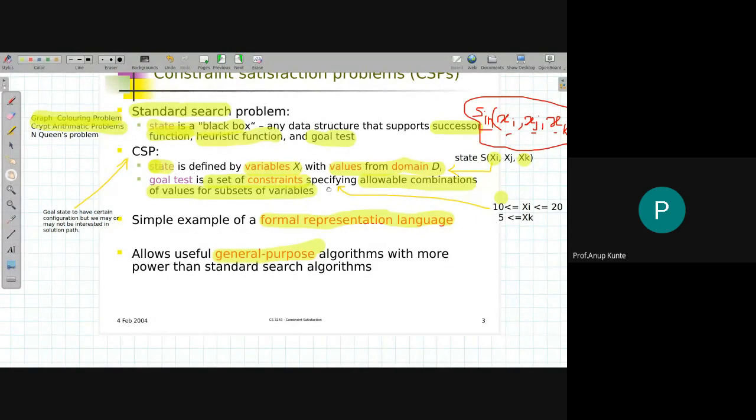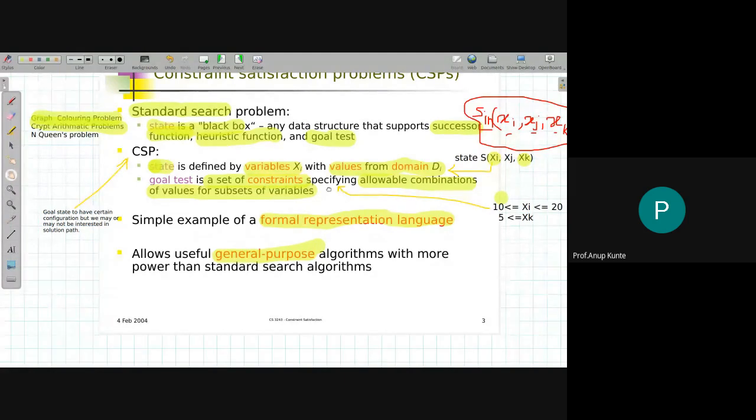This is again a difference between a CSP and a standard search problem. In the standard search problem, since the state was a black box, we were just comparing the current state against the goal state, and that yielded us the goal test. But the goal test here is much more complicated, or rather much more definite.